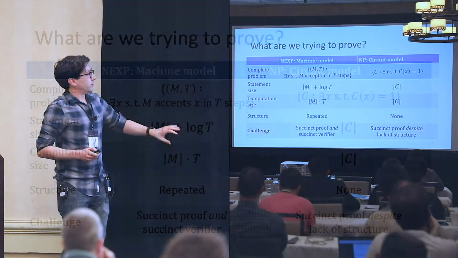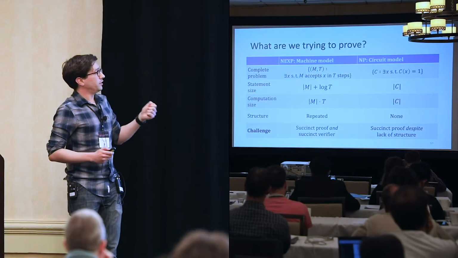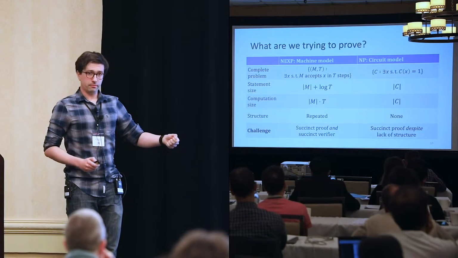So in the machine model, the challenge is having a succinct proof and a succinct verifier, right? You want your verifier to run polynomially in the size of the statement and not the size of the computation, and there's an exponential gap. Whereas the challenge in the NP setting, well, we can't hope for a succinct verifier because it has to read the statement to begin with. And so the challenge is producing a succinct proof, even though you have no structure to work with.